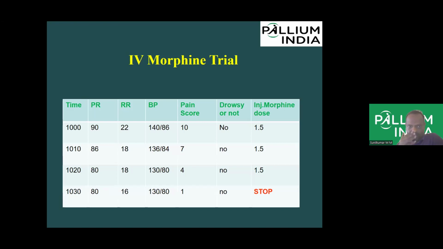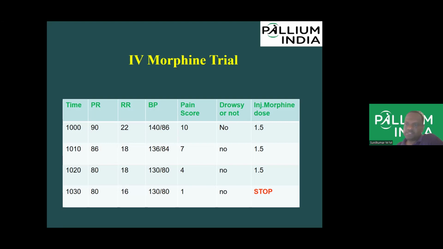So you will record all the vitals. You recorded the pain score. You see that the patient is not drowsy. Then you will give injection morphine 1.5 milligram. Then wait for 10 minutes. At 10:10, you will again assess the patient and you will record all the vitals.